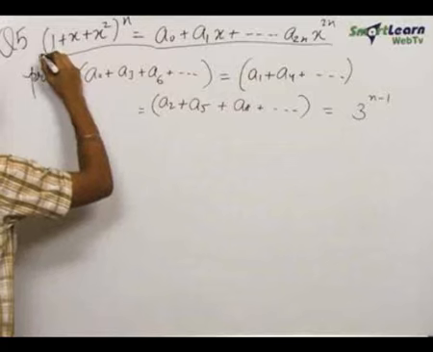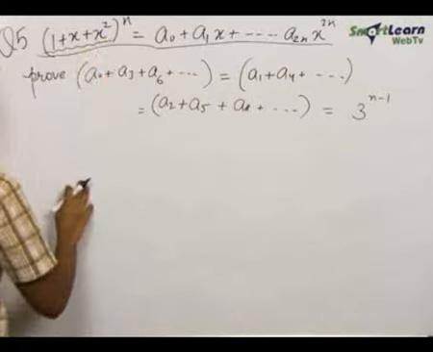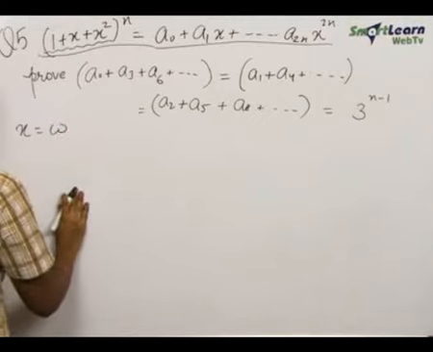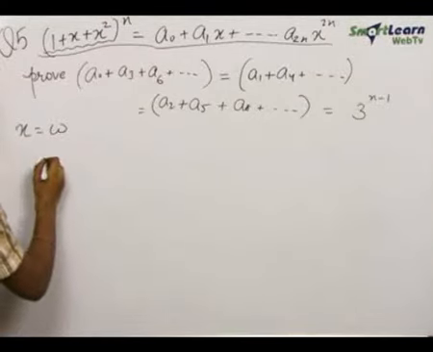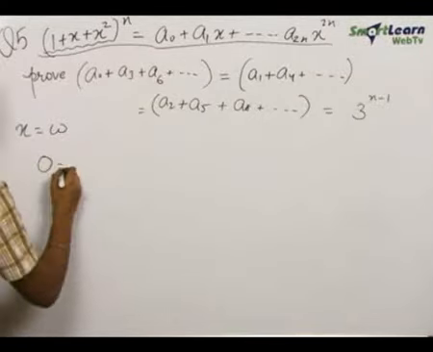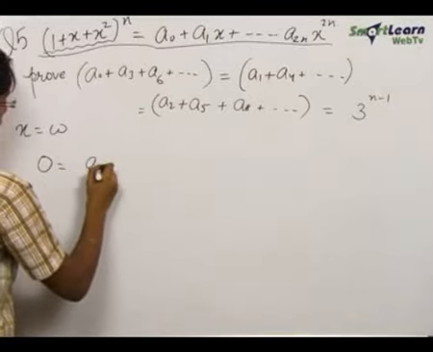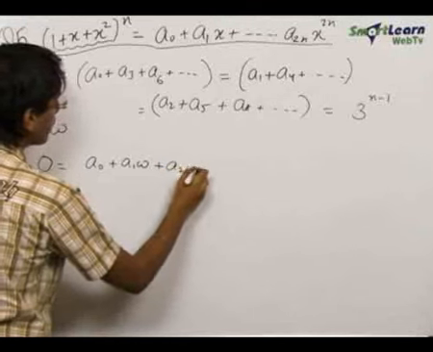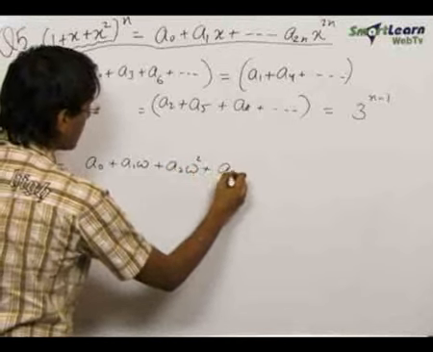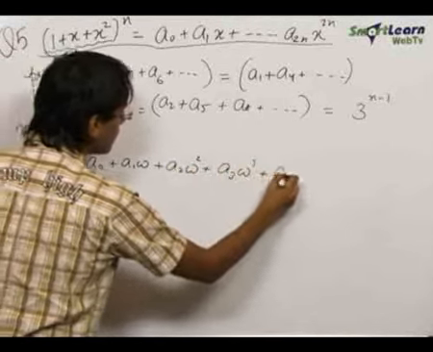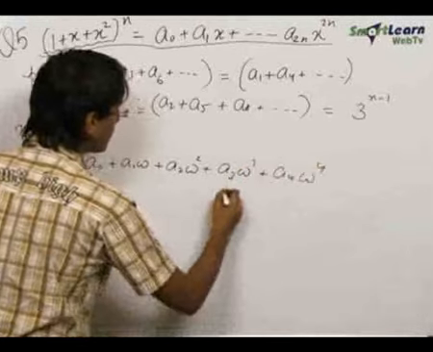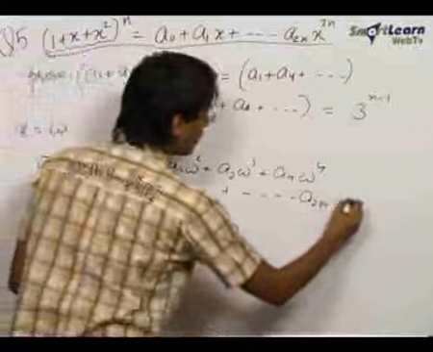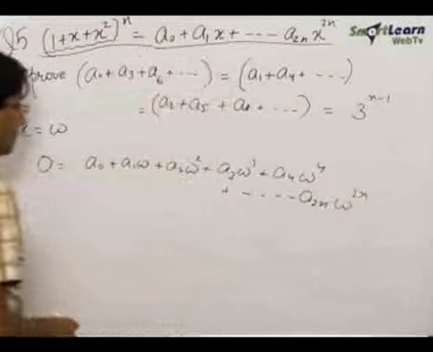since we have the term 1 + x + x², let us put x equals omega. So the left hand side becomes 0, equal to a0 + a1 omega + a2 omega square + a3 omega cube + a4 omega power 4 up till a2n omega power 2n.